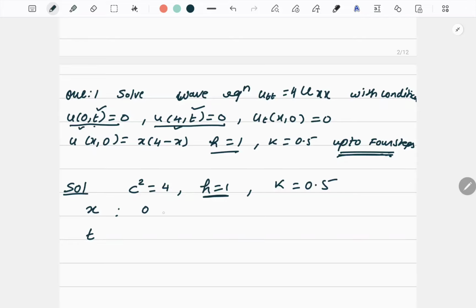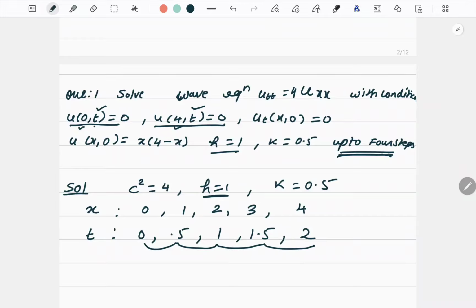So x will be 0, 1, 2, 3 and 4. On the other hand, k is 0.5. So t will start from 0, 0.5, 1, 1.5 and 2. How many steps? 1 step, 2 step, 3 step and 4 step. They asked me to do for 4 steps.